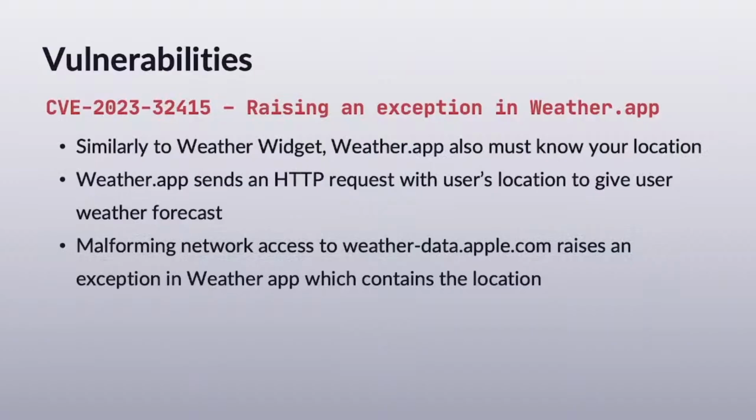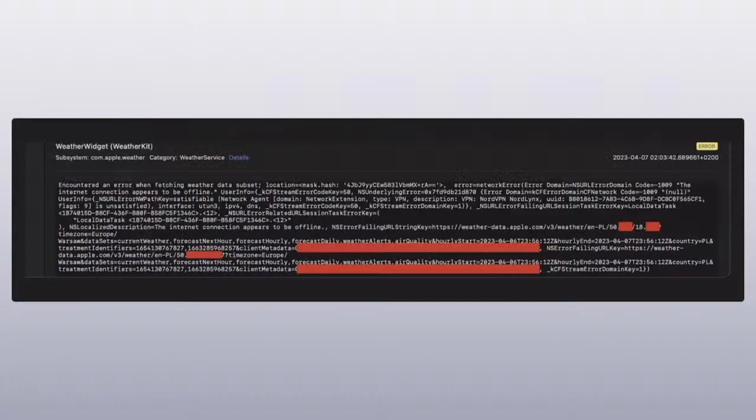Another CVE, again within the weather subsystem, in this example in the weather widget. The same story: it has to have your location to give you a forecast. But in this example, I was able to mess with the weather data apple.com. I just broke a route to this domain, and there was a crash, and the crash was logged. So again, next bypass, next unrestricted access to the user's location without their consent.